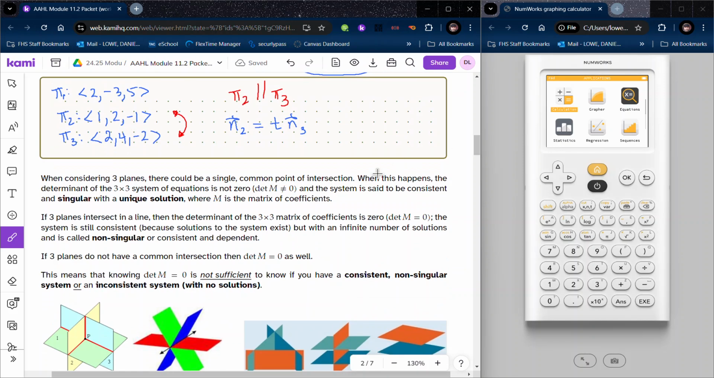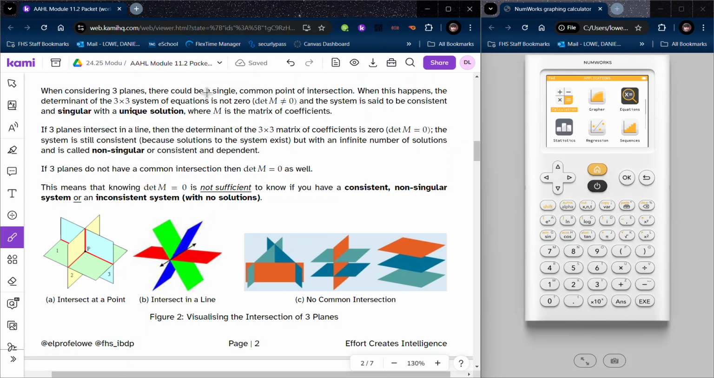So what if we had three planes? Well, with three planes, we could have a single common point of intersection. When this happens, the determinant of the 3 by 3 system of equations is not zero. And the system is said to be consistent and singular with a unique solution. It's important to understand that terminology. And M is the matrix of the coefficients.